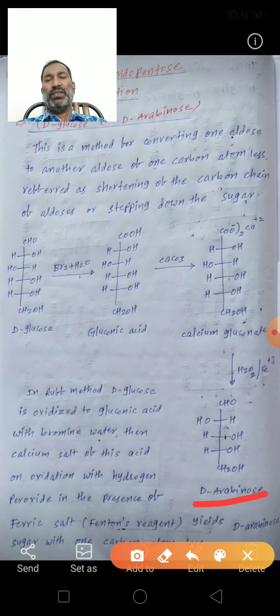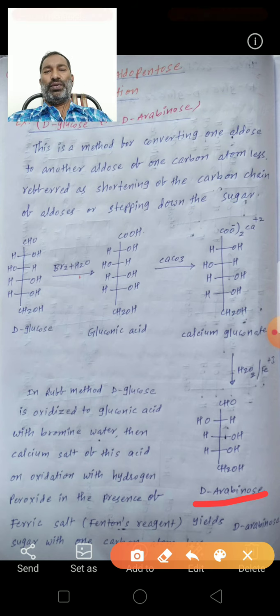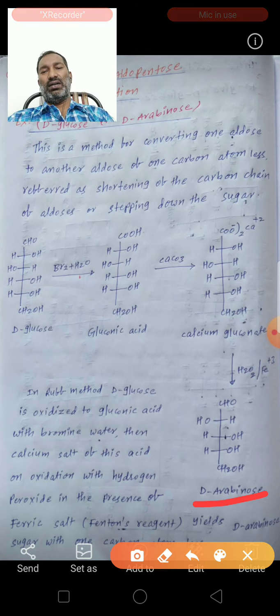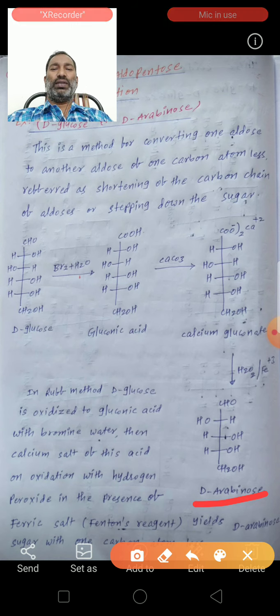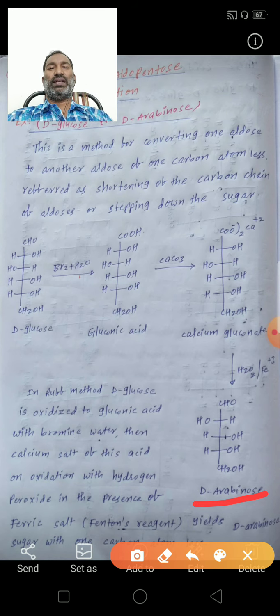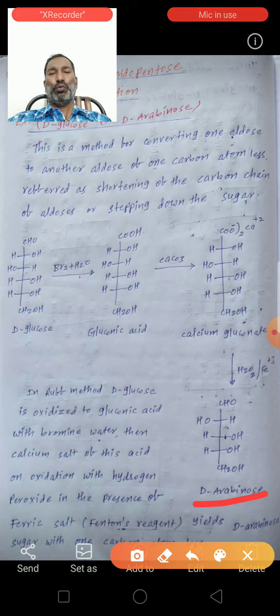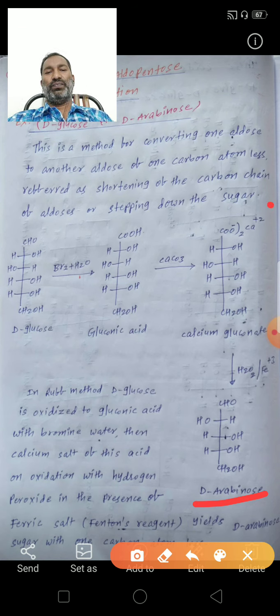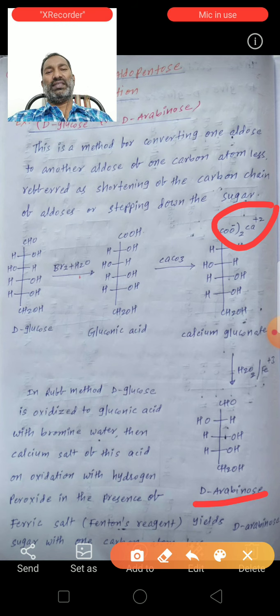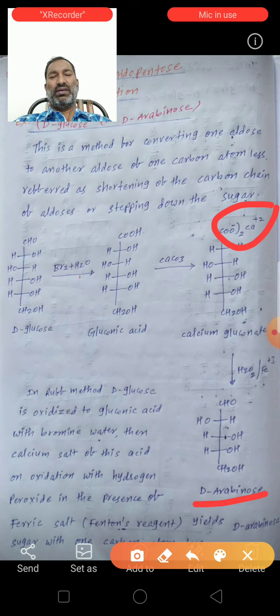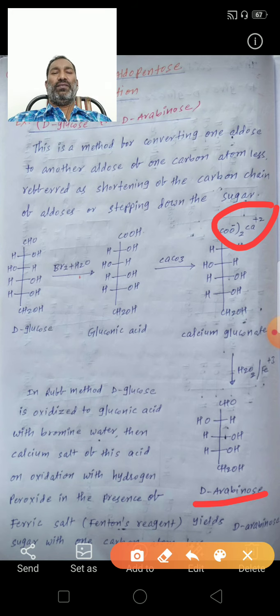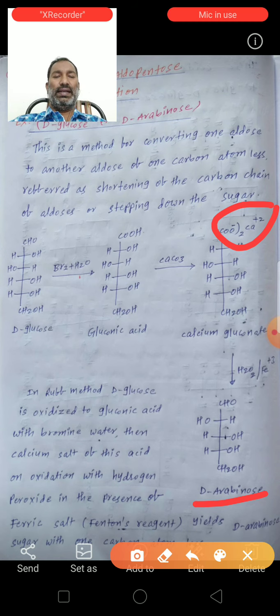So here again D-glucose oxidizes with the mild oxidizing reagent bromine water to form gluconic acid. So in this, the aldehyde functional group converts into the COOH functional group. So when this gluconic acid reacts with the calcium carbonate, it will form calcium gluconate. Here calcium gluconate, COO minus, taken to calcium plus 2 ion. So this reacts with the Fenton's reagent, that means hydrogen peroxide and ferric ion, to form D-arabinose.